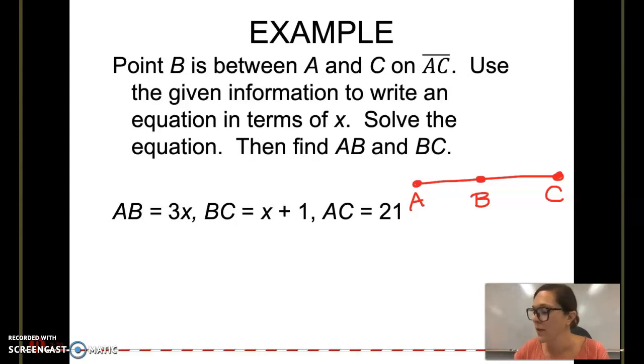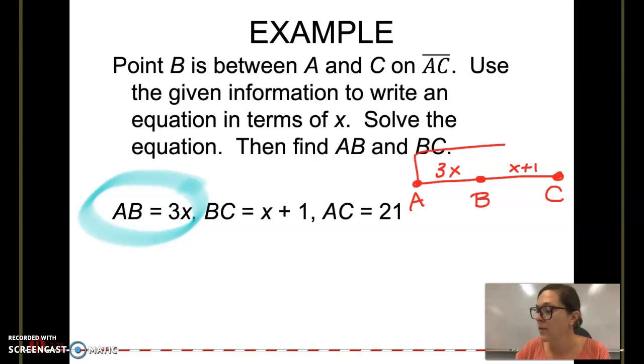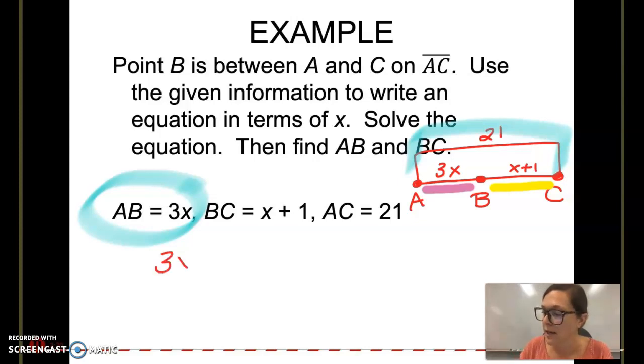Okay, so we're told right here that AB is equal to 3x. So I'm going to label AB as 3x. Then we're told that BC is x plus 1. And then we're told that the whole entire length of AC is 21. So we're going to do the left. We're going to add to it the right, and that's going to be equal to the whole thing. So pink plus yellow equals highlighted blue. So let's make our equation. So 3x plus x plus 1, because remember this was our pink right here, this was our yellow, and then we're going to equal it to the whole thing, which was 21.